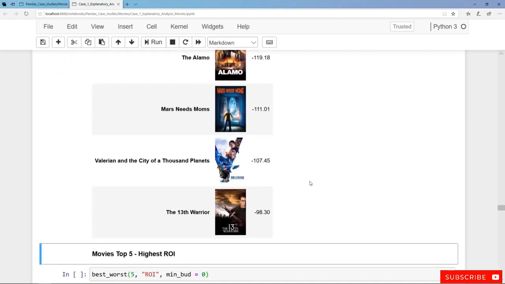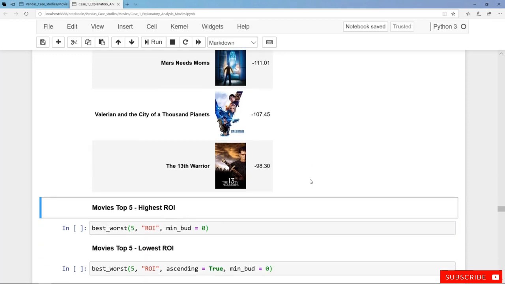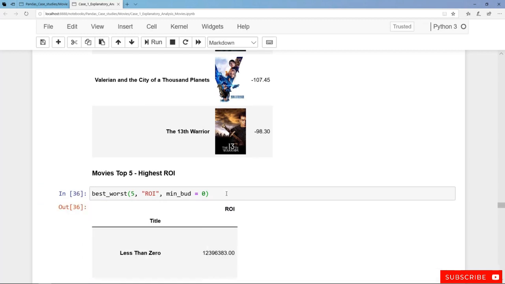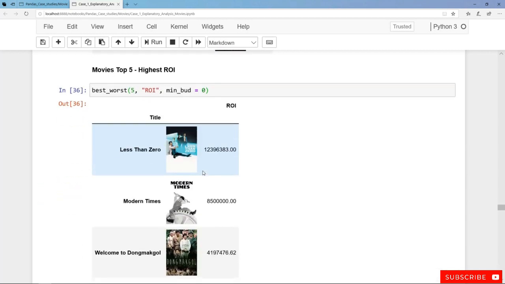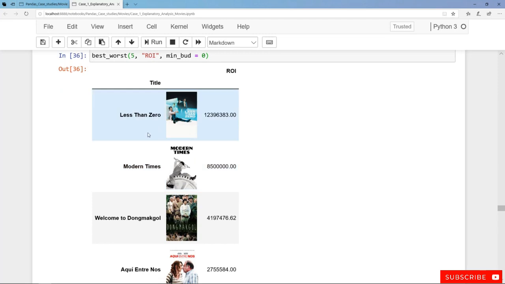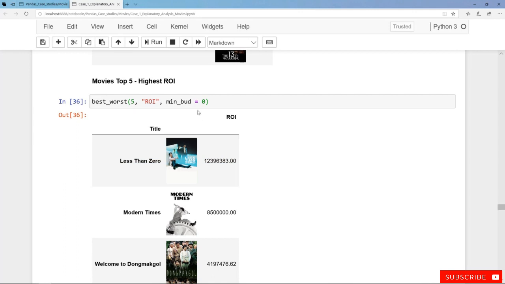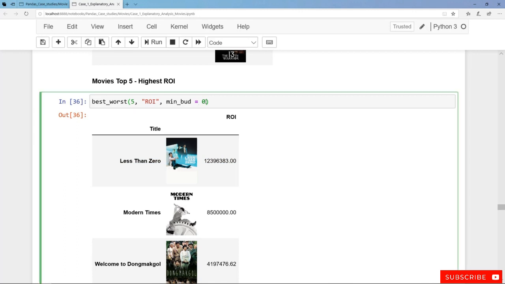Alright, now let's come to profitability or return. And actually we could get the 5 movies with the highest return on investment. And first of all, let's try this with a minimum budget of 0. So this doesn't really make sense, because for those movies here the budget is very close to 0. And therefore we could define that we only want to have movies with a budget of at least 5 million.